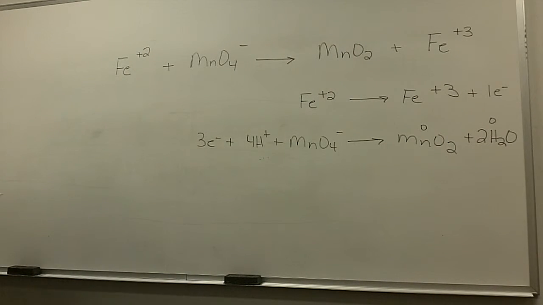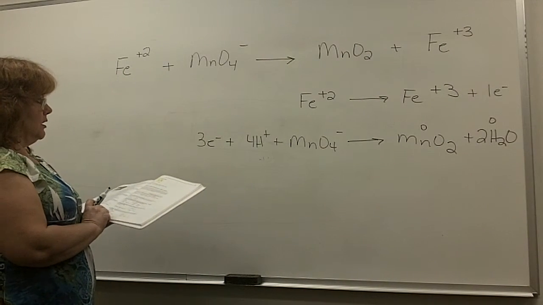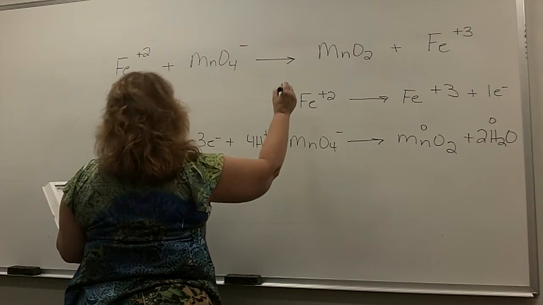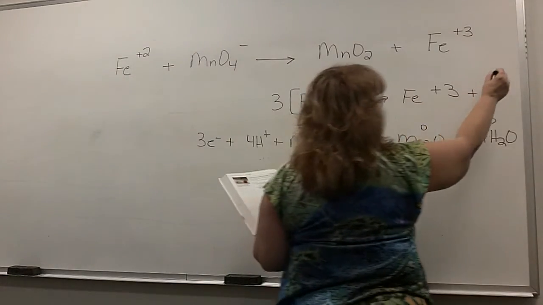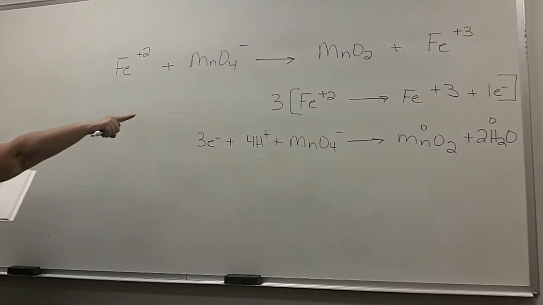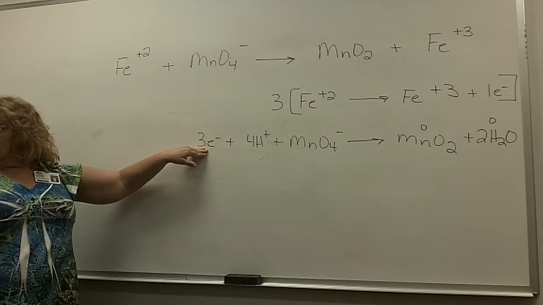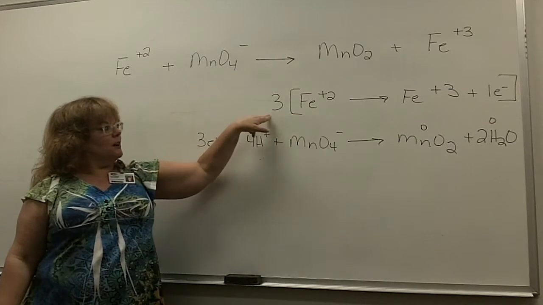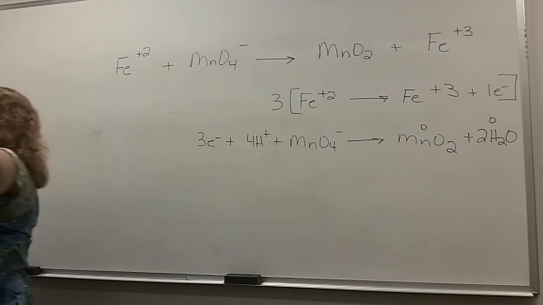So, I've got to multiply this whole thing by 3, right? Up here. So now I'm going to have 3 electrons on this side, and the top one gives me 3 electrons on the other side. If I've got 3 electrons here, by multiplying this equation by 3, I now have 3 electrons on the product side as well. Alright?